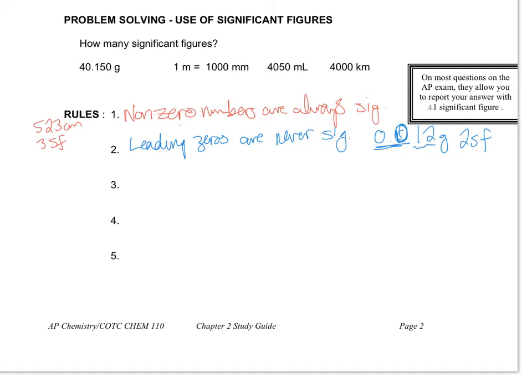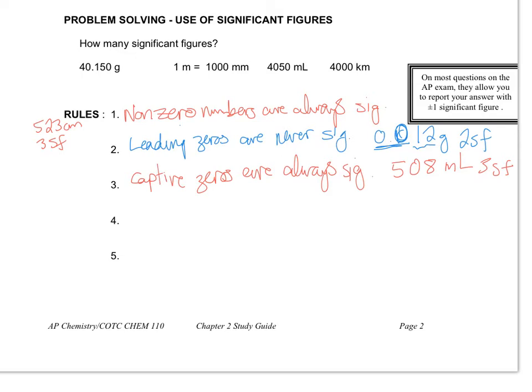What if your zeros were in the middle? We call those captive zeros. Captive zeros are always significant. For example, let's say you have 508 milliliters. So the 0 here is trapped. It's captive between 2 non-zero digits, so that means it's always significant. So all 3 of those are sig figs. So we have 3 sig figs here.